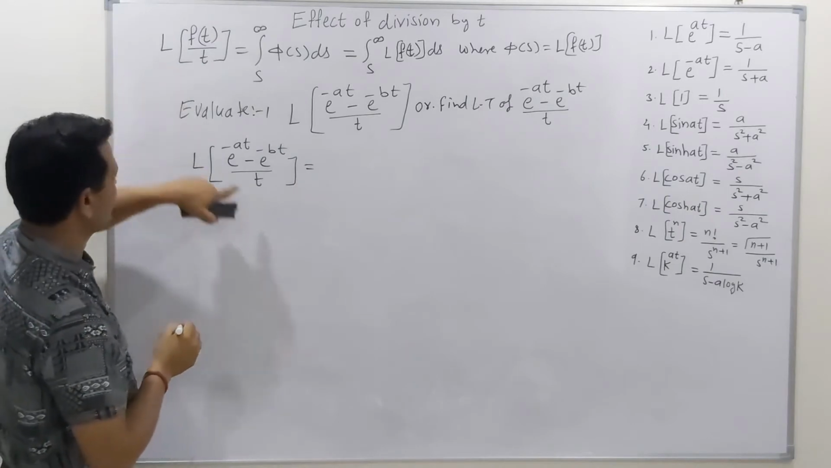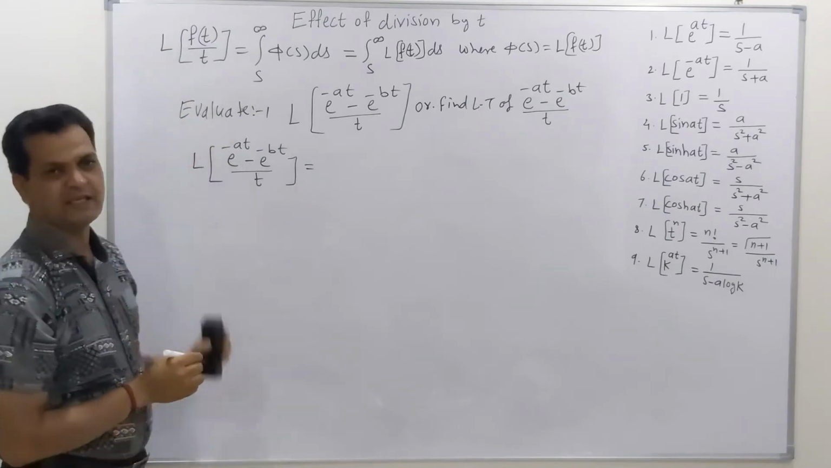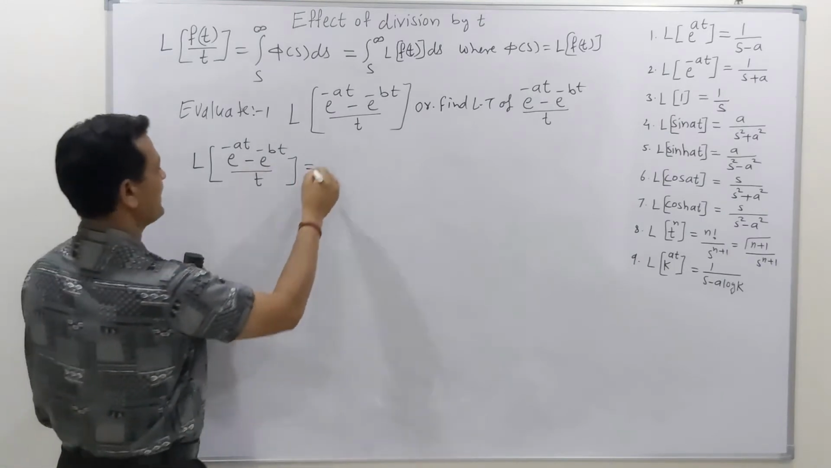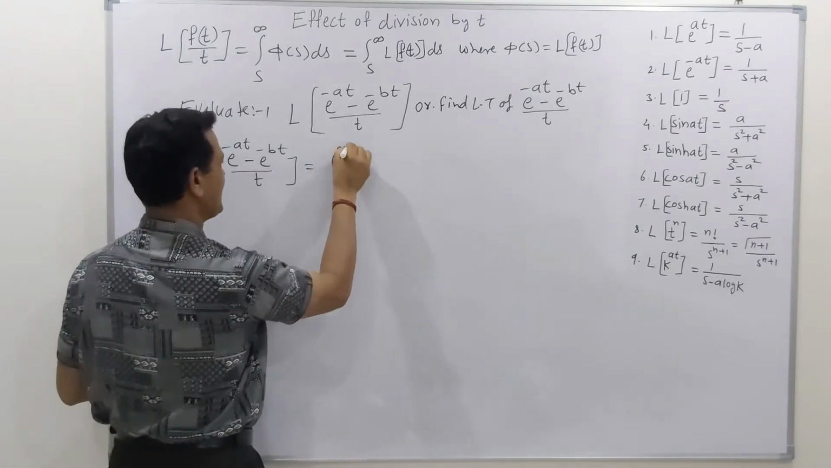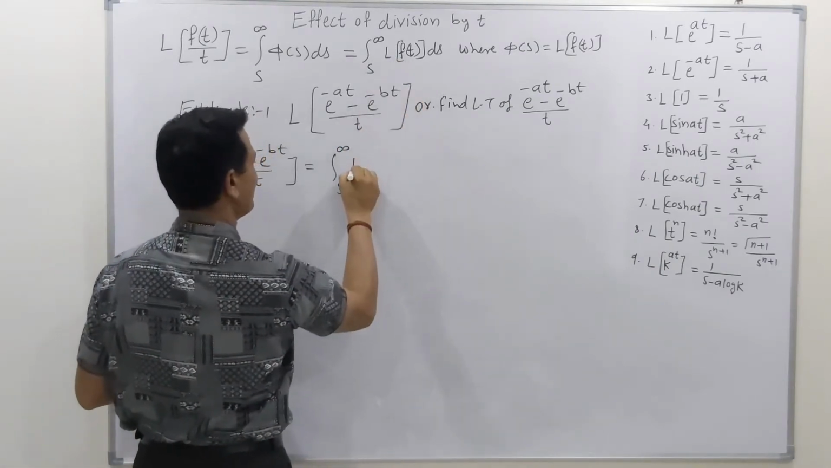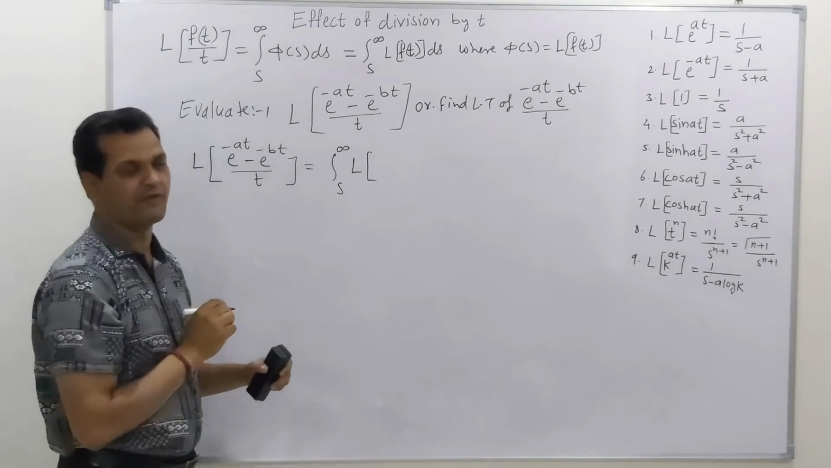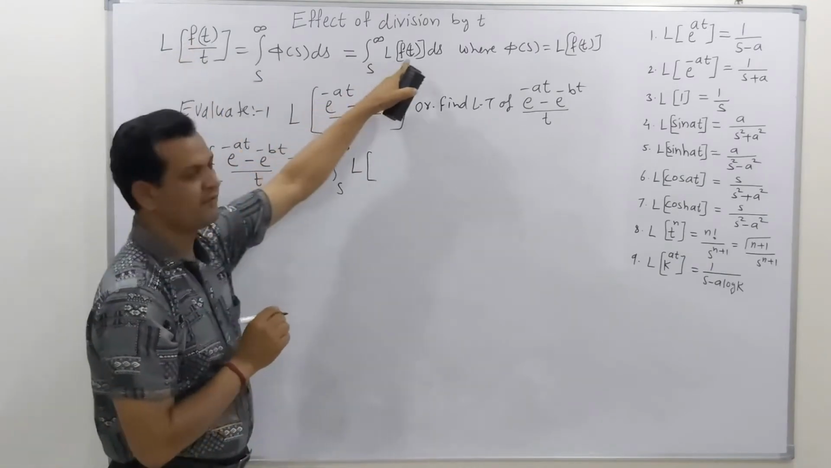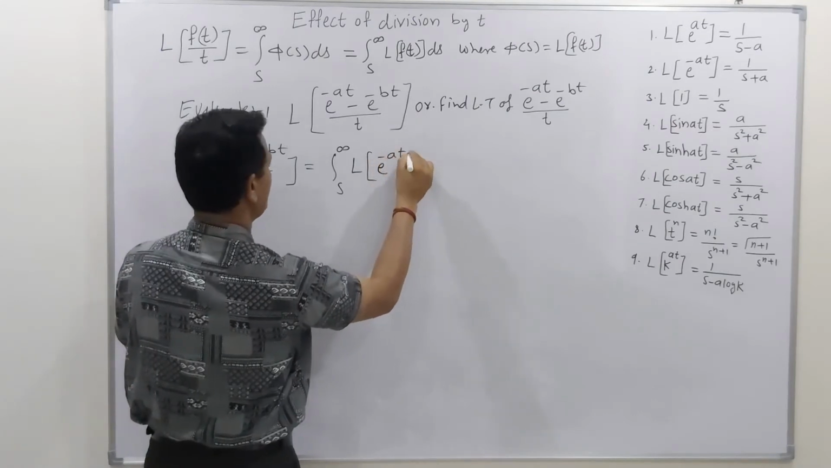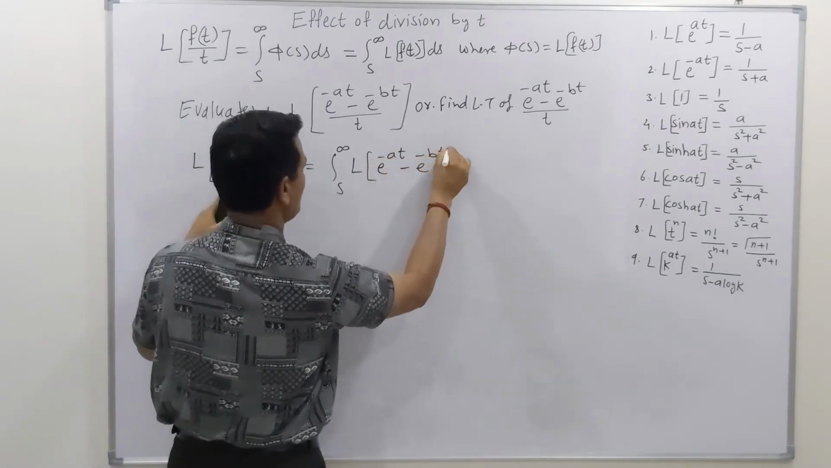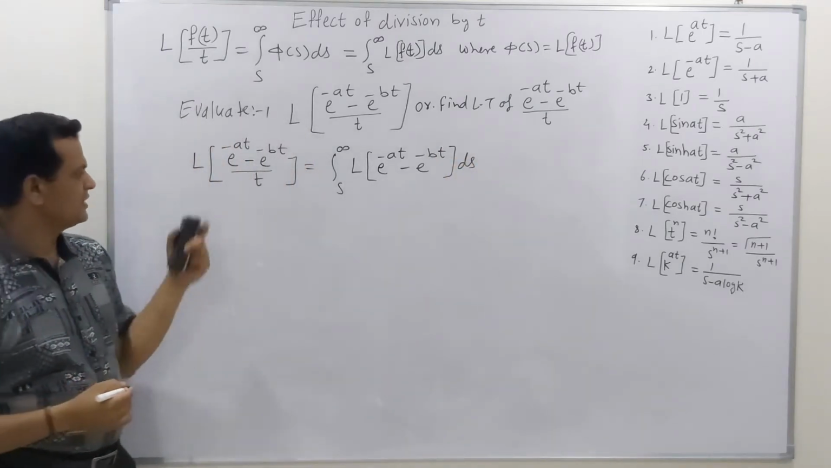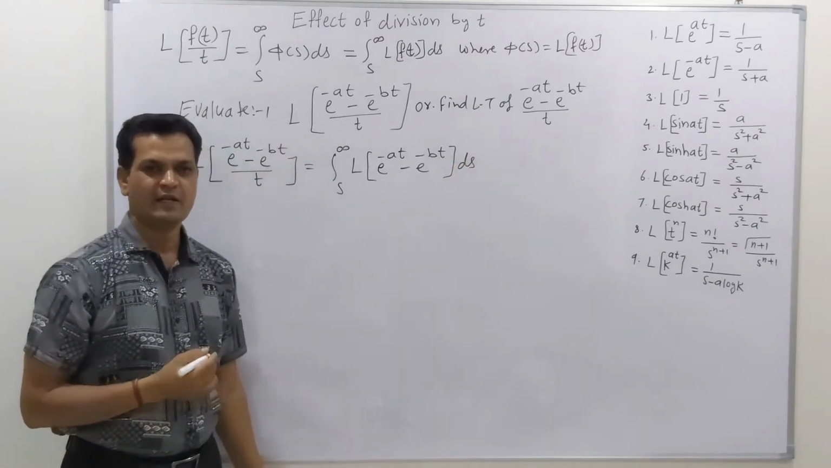Now value of f of t is e raised to minus at minus e raised to minus bt. So we can write its Laplace transformation as integration s to infinity into Laplace transformation of f of t. So if we compare this, then the value of f of t is e raised to minus at minus e raised to minus bt, into ds. So this is because of the effect of division by t property.